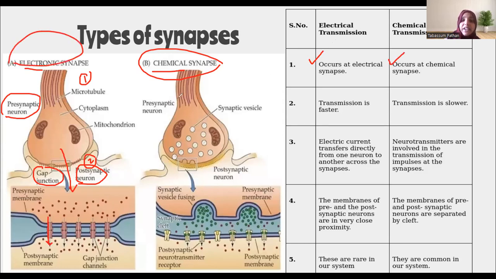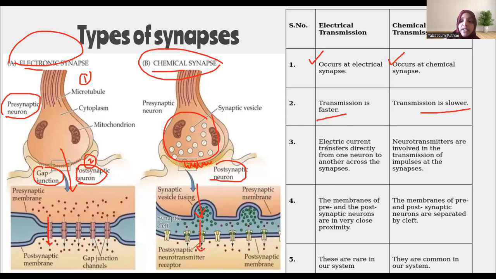In the electrical case, the transmission is faster. In chemical, it is slower, because in a chemical synapse there are these vesicles which carry the chemicals which will be released, and only then will the signal be transferred to the next membrane, and the space is more. As you see, the space between the presynaptic and the postsynaptic neuron is much bigger compared to the electrical synapse. So the vesicle has to be made, it has to be released, it has to be fused with the postsynaptic membrane, and only then will it go further and cause the excitation of the following neuron.